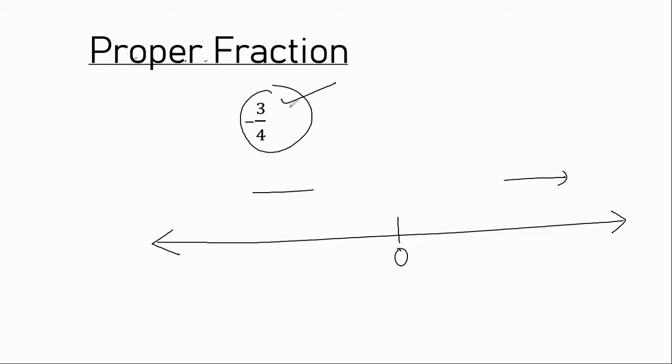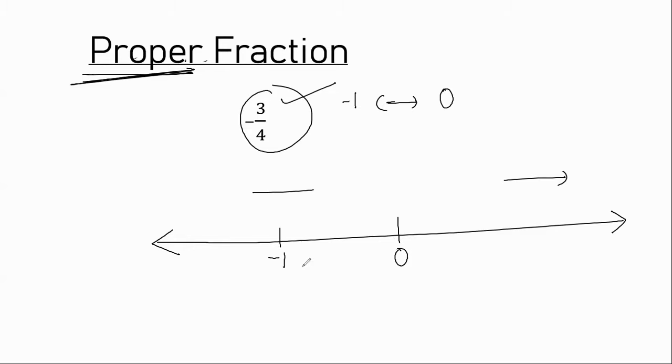Because your fraction is a negative number, there is a negative sign. Always remember, whenever you have a proper fraction and it is negative, the fraction will always lie between 0 and -1. Always remember this. Because this is a negative fraction, it will lie on the left hand side. So after 0 we have -1.